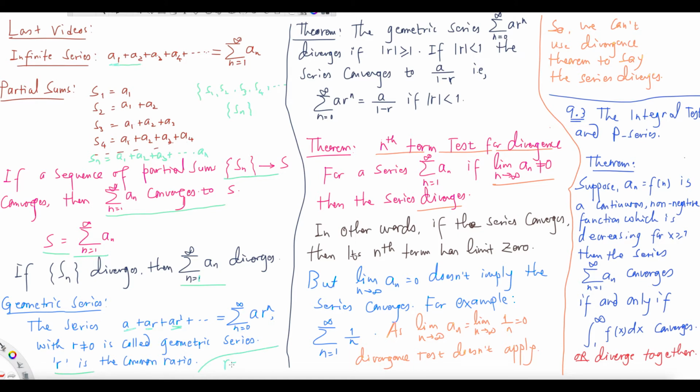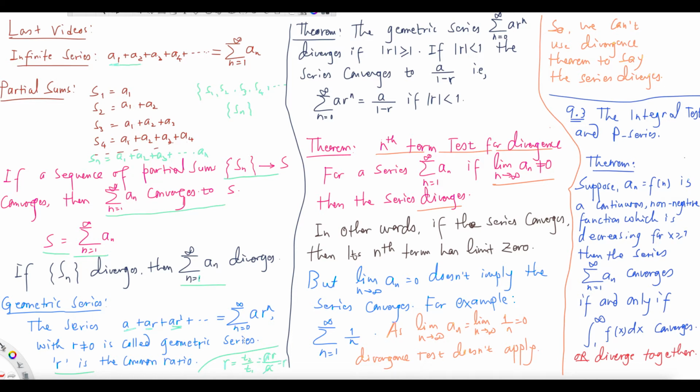To find out R, you can do T2 over T1. What is T2, the second term? AR over, what is the first term? T1 is the first term, that is A. So if you cancel A and A, then what is left is R, right?